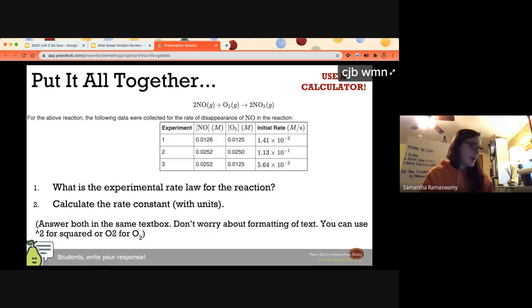Then based on that, calculate K. So again, for your rate law, NO is second order, O2 is first order. Then you can pick one of the trials. It doesn't matter which trial you pick. Pick one of the trials and plug everything in to solve for K.